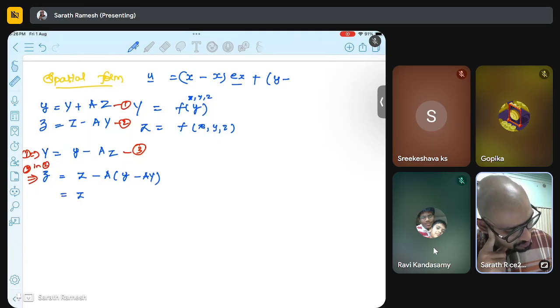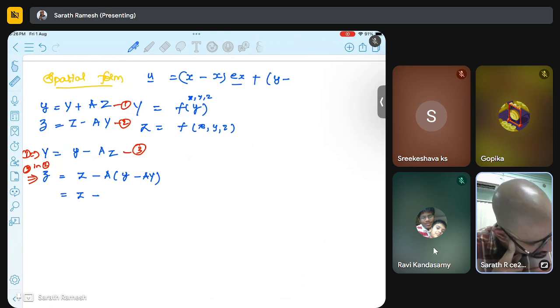z equals A into Y, this is Z, AY plus A square Z.